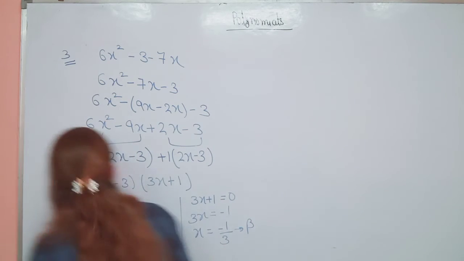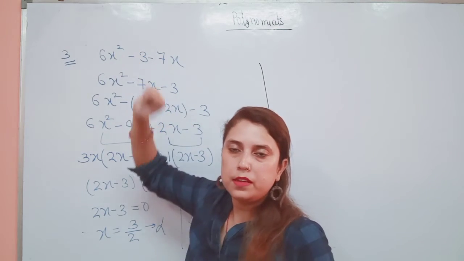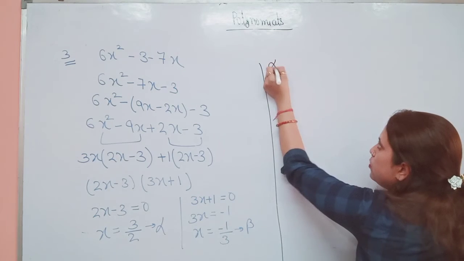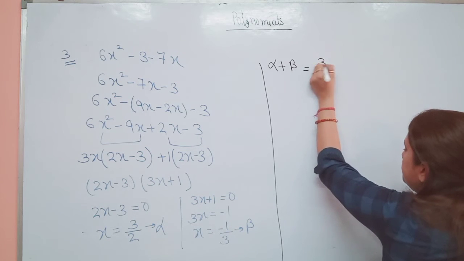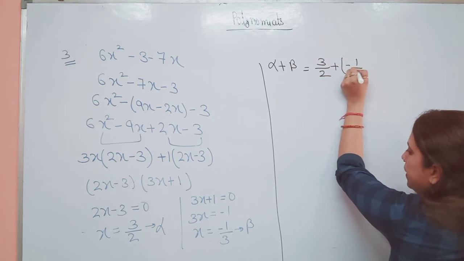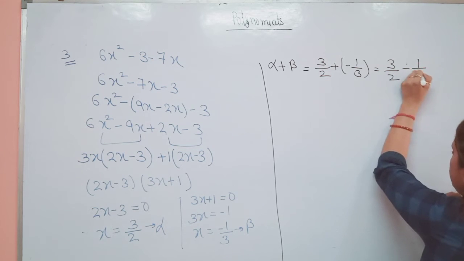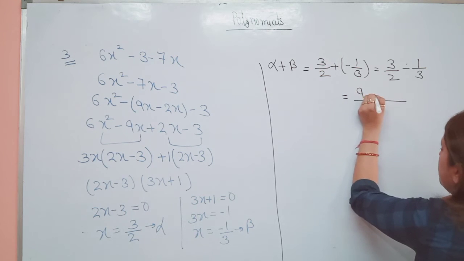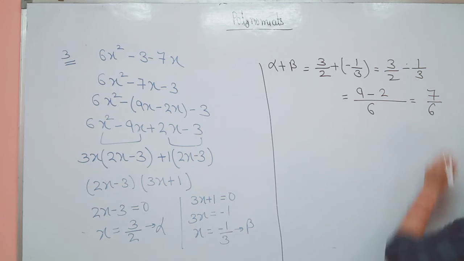After that we will find the relation. How to find the relation? First, what is the degree? 2. How many relations? 2. Sum of zeros and product of zeros. Sum of zeros, alpha plus beta. What is alpha here? 3 by 2 plus minus 1 by 3, that is 3 by 2 minus 1 by 3. What is the LCM? 6. 9 minus 2, 7 by 6.